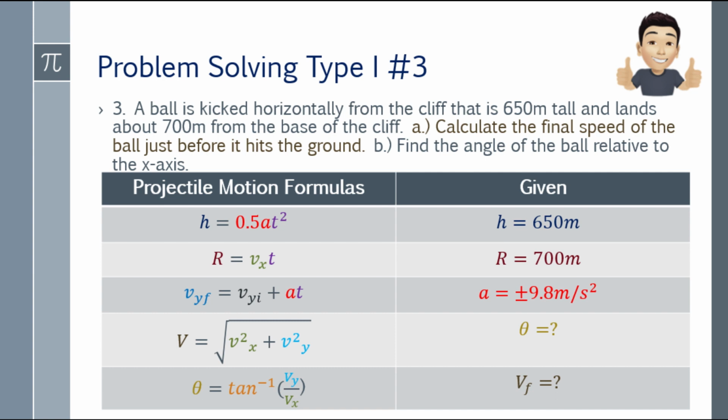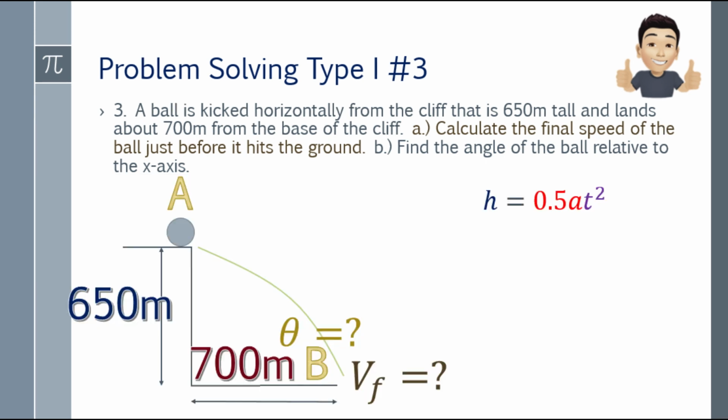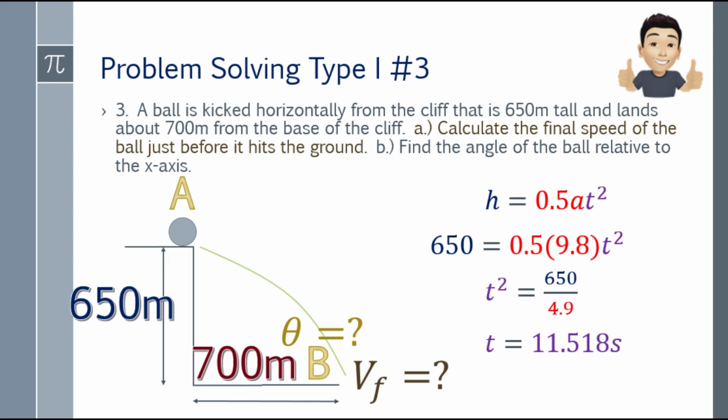We can solve for time if we have the height and the acceleration. So, pwede natin gamitin yung h is equal to 0.5 a t squared. So, let's substitute the values. That will be 650 equals 0.5 times 9.8 times t squared. So, t squared is equal to 650 over 4.9. And algebraically, t is equal to 11.518 seconds.